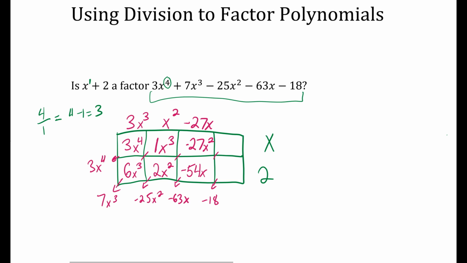Again, I notice that this diagonal needs to add to -63, so that means I would need -9 more x's to make that happen. Again, if there was a -9 up here, then -9 times x would get me -9x, and -9 times 2 is in fact -18. So these boxes match, so there is no remainder in this case. So if I'm answering, is x plus 2 a factor? Yes, x plus 2 is a factor.